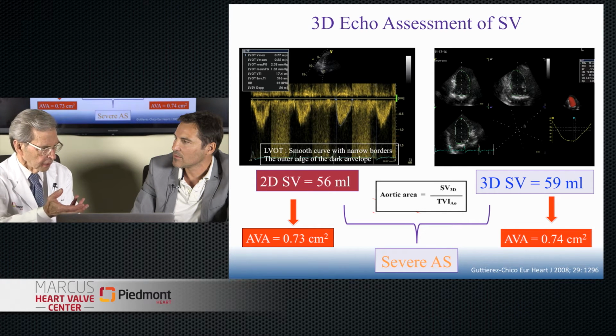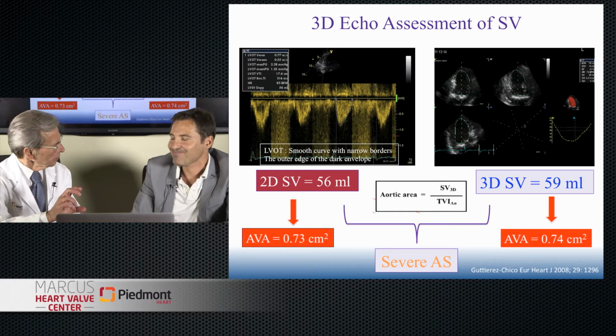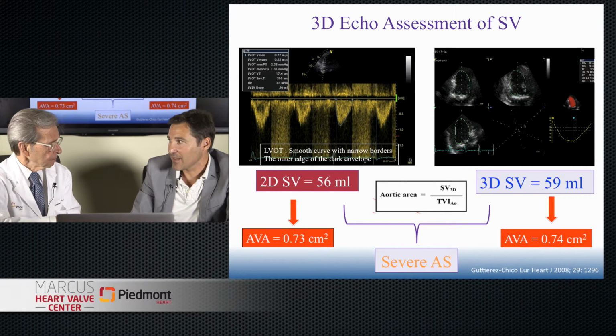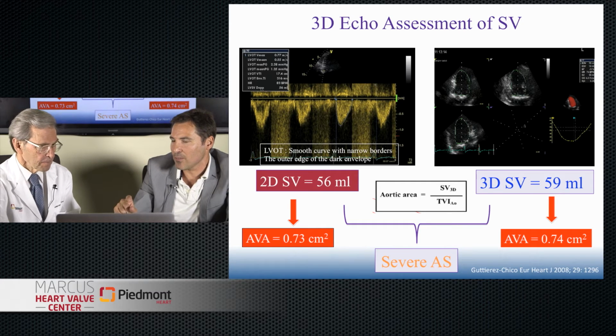But I don't mean to get you off topic, but in the patient you showed us, she had a big subaortic septal hypertrophy. She's going to have, by nature, flow acceleration up under there. So measuring that stroke volume in that area is important. Yeah, it's very important. Okay.